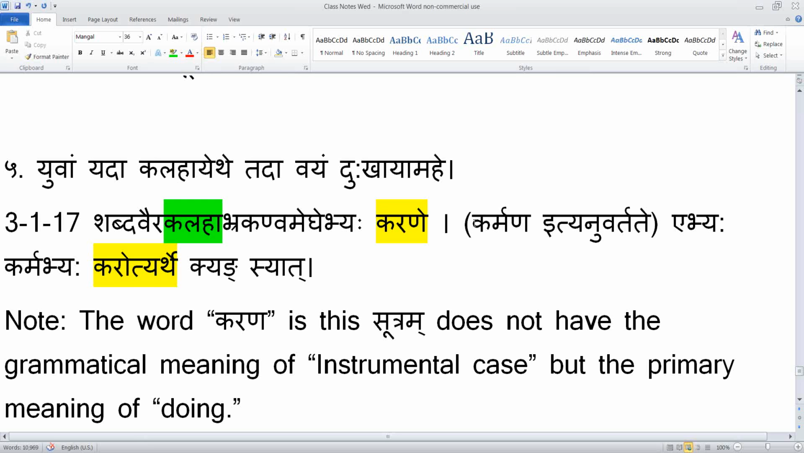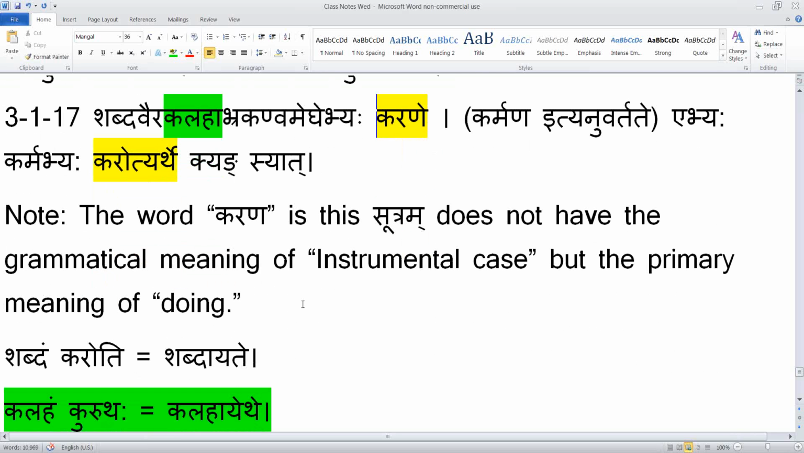One who does that, whatever the pratipadikam is standing for. So one who makes a fight: kalaham karoti iti kalahayate. This karana means not the instrumental, but doing that action, doing that thing. So shabdam karoti, shabdayate. Kalaham kurutaha, the two of you fight. Kalahayate. The prakriya is very similar.